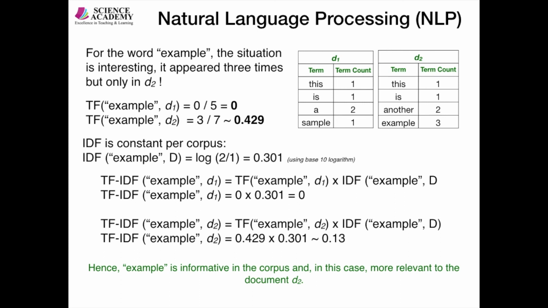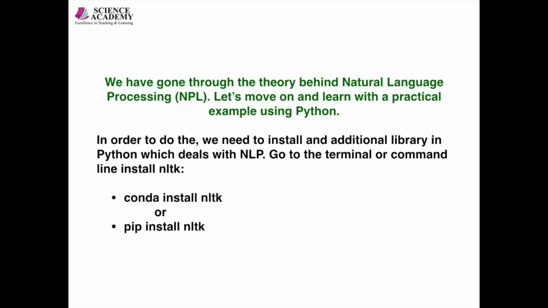So I hope you got a very good understanding of natural language processing. You got an idea behind TF and IDF and how they are computed for each document, and how term frequency and inverse document frequency are important for any word in the corpus. So this was all about the theory lecture behind natural language processing. A good thing is to do some hands-on. Let's move on and learn with practical examples using Python.